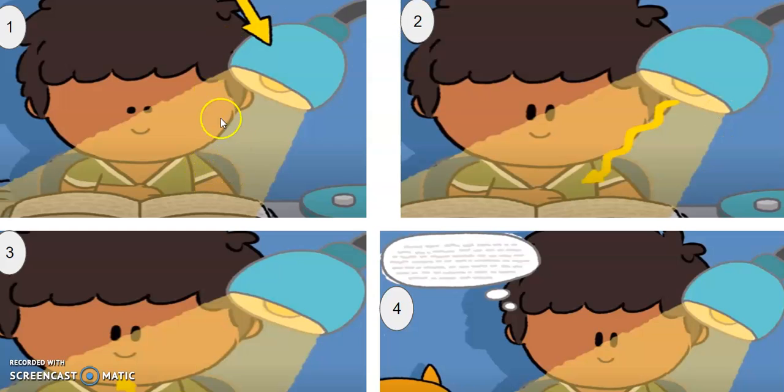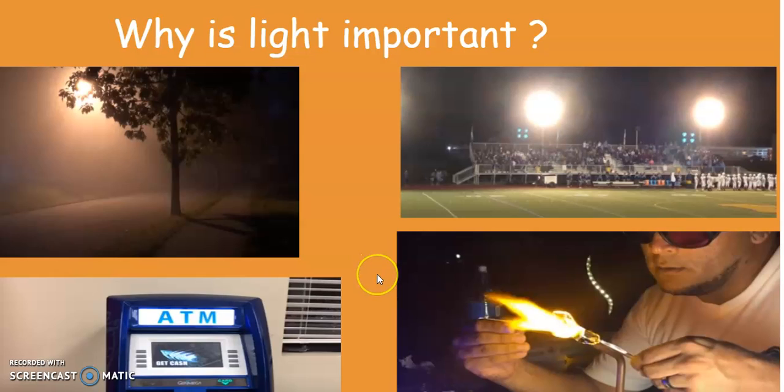This picture shows us why light is really important. Like this boy needs to turn on his lamp to see what's written in the book, and this is how it happened. The light moves through the waves, bounces off the book, and then transfers to his eyes, and then he can see what's written. All of this happens in a second.